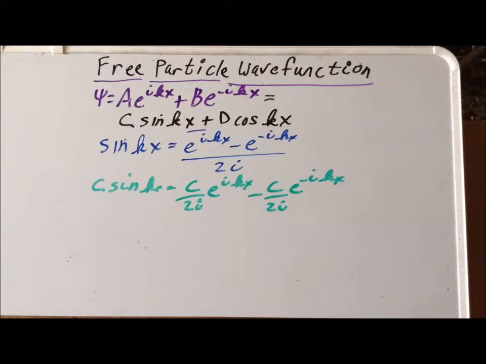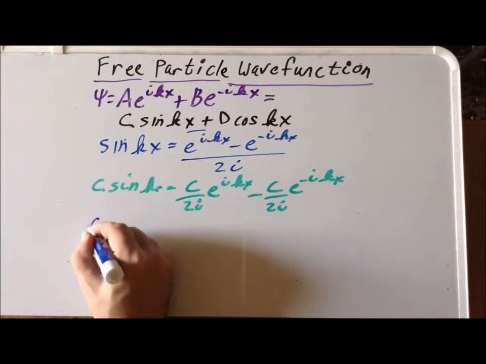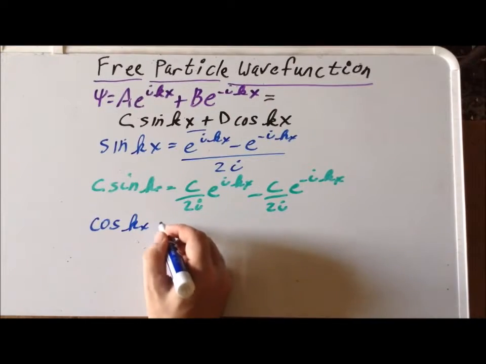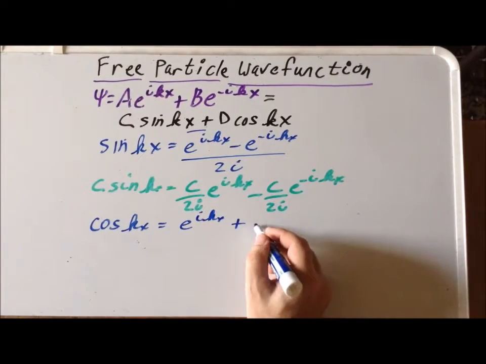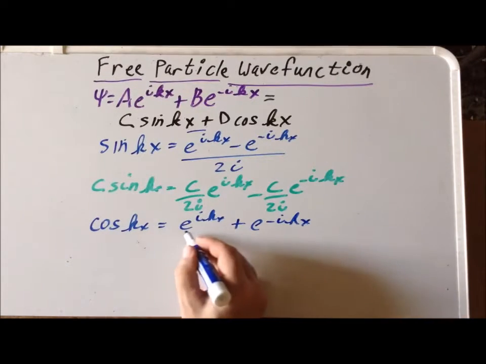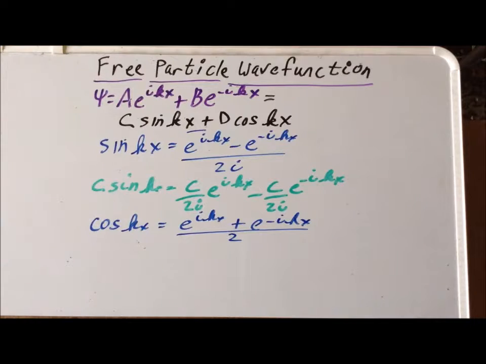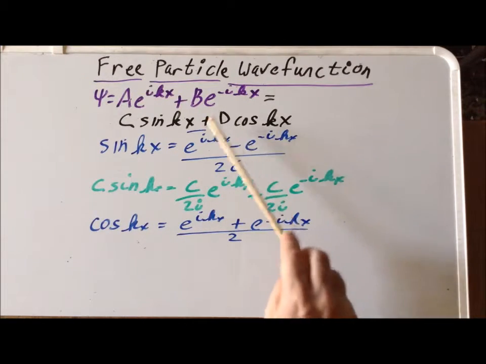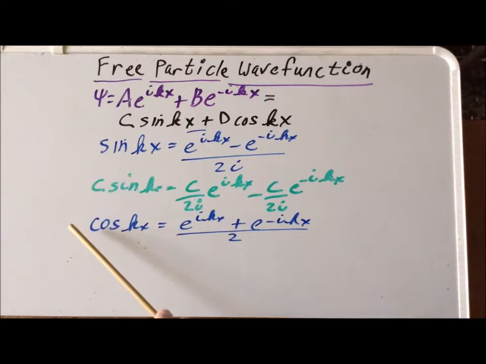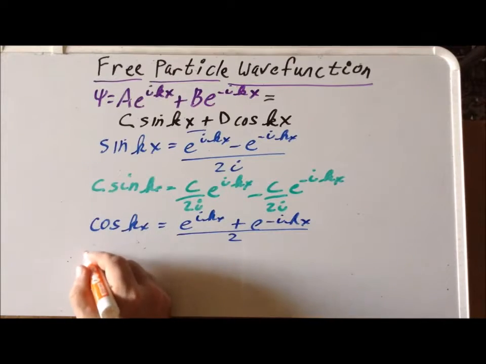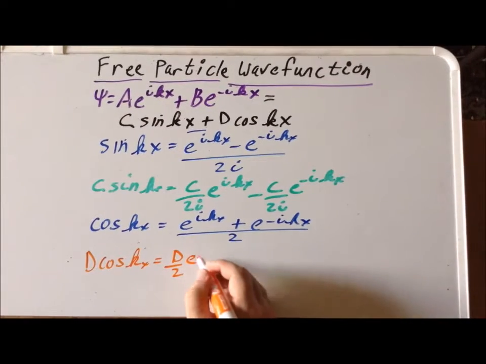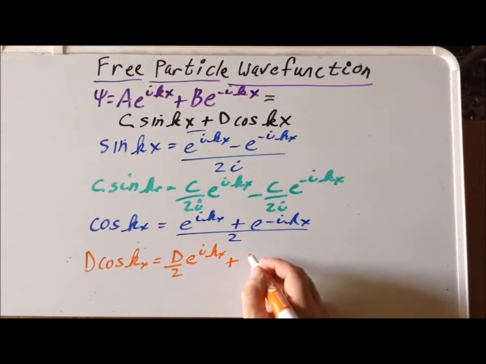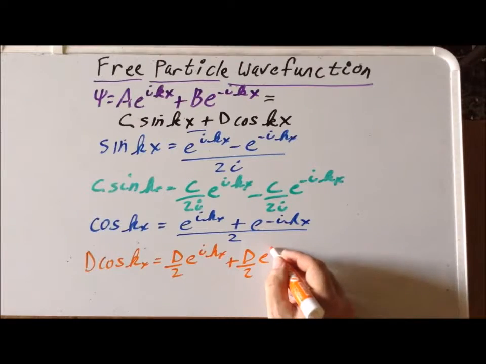Now for the next step, again, recall that we had derived an expression for the cosine of kx. That was e to the i kx plus e to the minus i kx, all divided by 2. So therefore, if we want to get an expression for d times the cosine of kx, we multiply left and right hand sides by d, and we get the following expression: d times the cosine of kx equals d over 2 times e to the i kx plus d over 2 times e to the minus i kx.